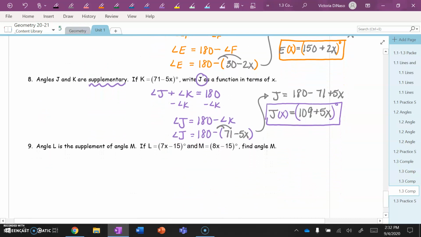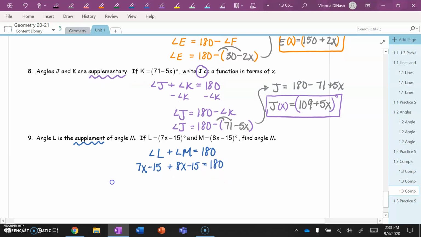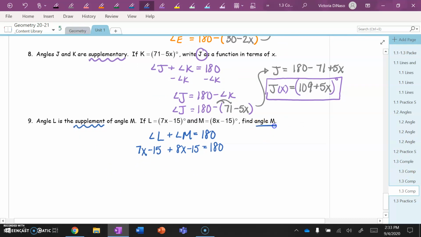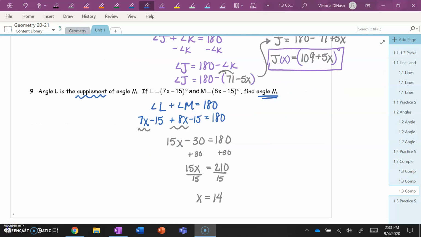For the final question, we have that angle L is the supplement of angle M. So therefore, angle L plus angle M equals 180. I'm going to take 7x minus 15, plug it in for L, plus 8x minus 15 in for angle M, equals 180. You're going to solve for x, and then you need to find angle M. You will get that x equals 14. If you did not get that x equals 14, you need to go back.